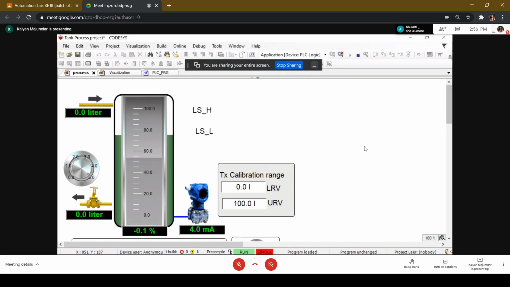So before you get into the process model, what is the inflow rate into the tank? When the pump is operating normally, there is a flow of liquid into the tank. That is the normal inflow rate.